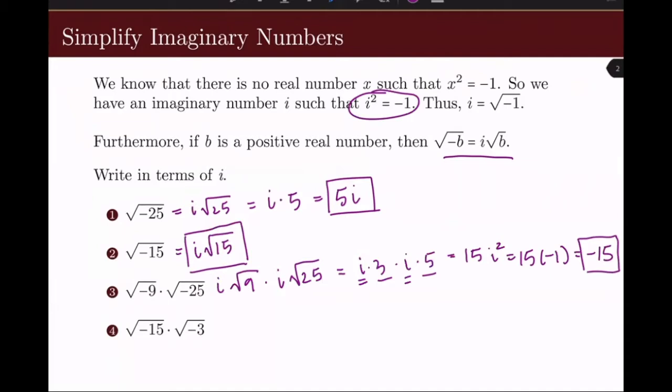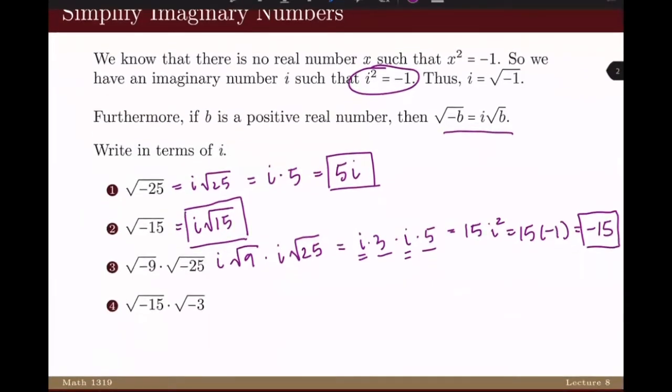All right, next. The square root of 15 multiplied by the square root of -3. This is going to be equal to i times the square root of 15 multiplied by i times the square root of 3. Now, when we're multiplying square roots, we can multiply under the root. So this is going to be equal to i squared times the square root of 15 times 3, which is 45. Since i squared, again, is equal to -1, this is equal to negative square root of 45.